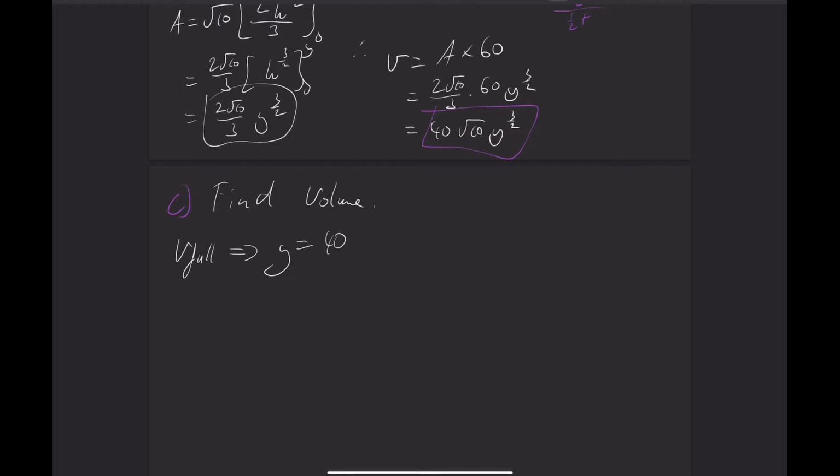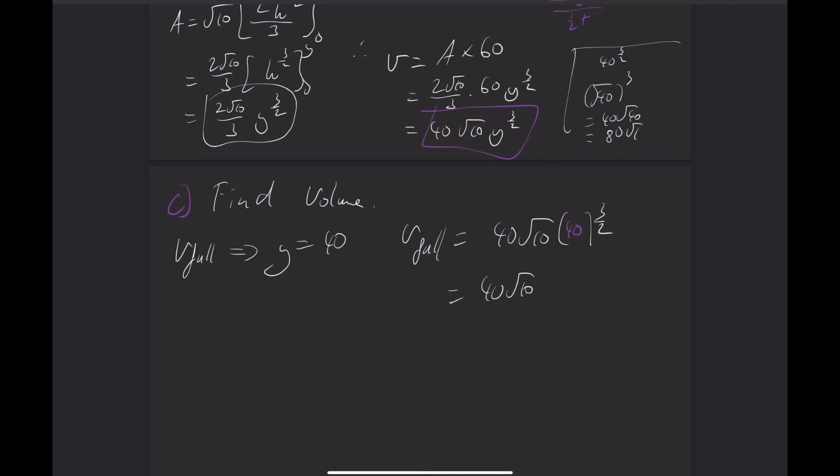40. Okay. So volume full is equal to 40 root 10 y to the 3 on 2, and y in this case was 40. Okay. So that gives me 40 root 10. Now, 40 to the 3 on 2 is the square root of 40 cubed, and that will be 40 root 40, which I can simplify down to 80 root 10. So this guy equals 40 root 10 times 80 root 10, which comes out with a bit of calculator skills as 32,000 centimeters cubed.